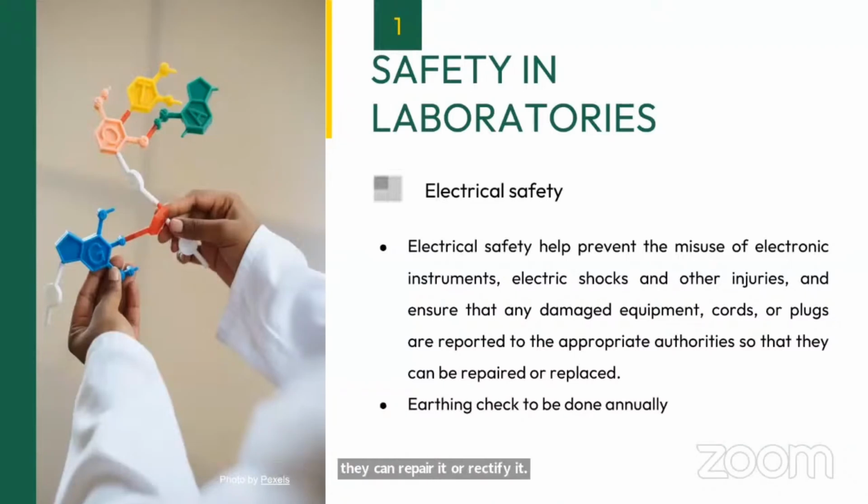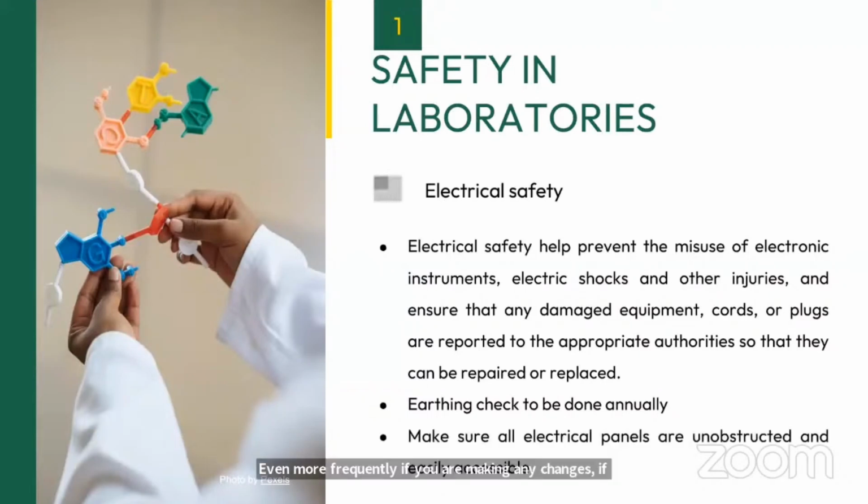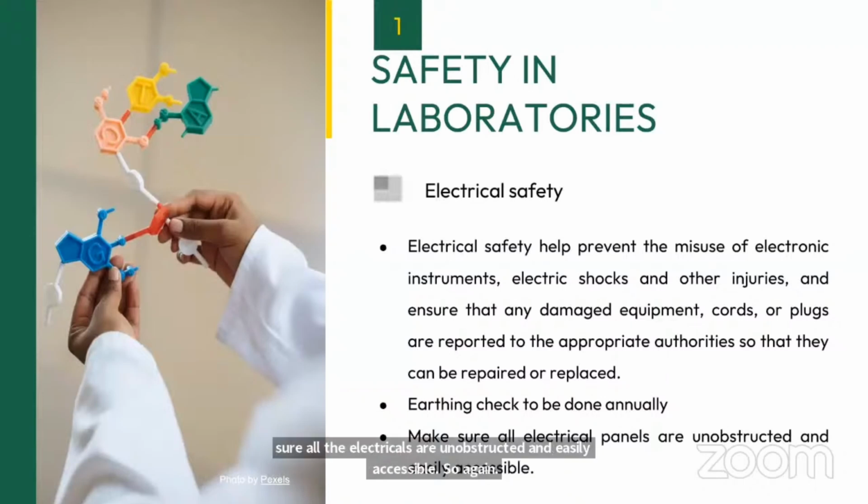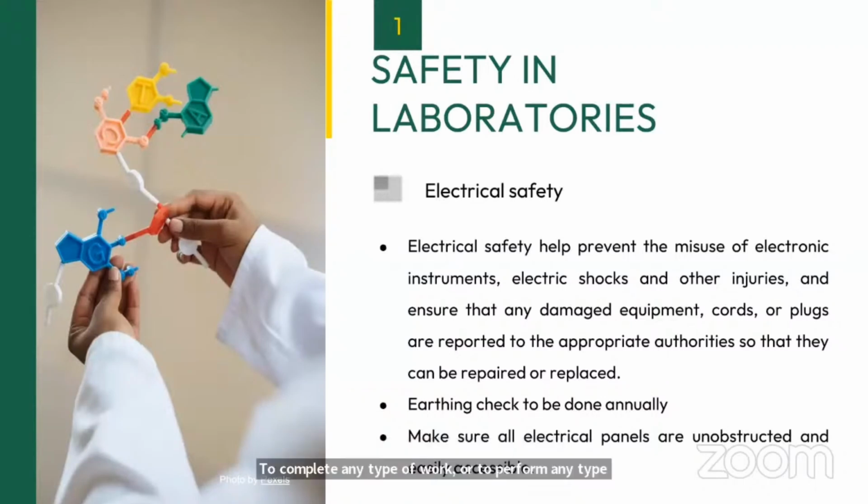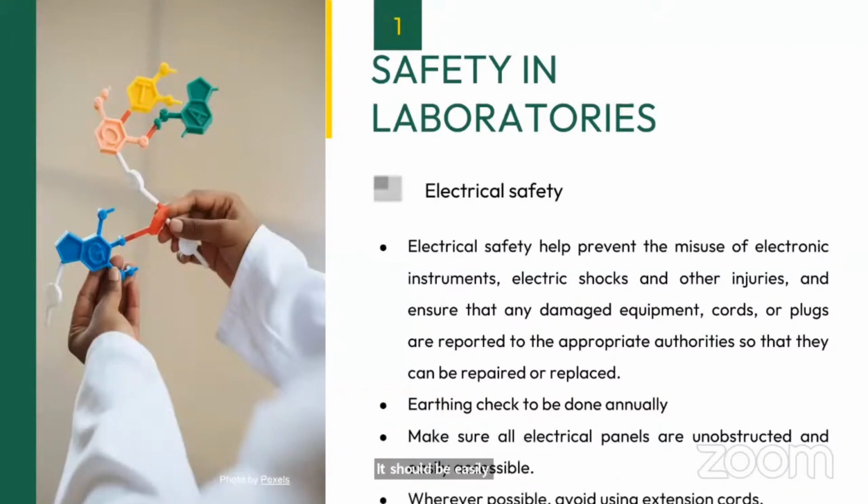Earthing check to be done annually. So you must check the earthing of your laboratory annually, or even more frequently if you are making any changes, if you are including or changing any equipment, or if you are making any alterations in your electrical fitting. Earthing must be checked. Make sure all the electrical panels are unobstructed and easily accessible. To complete any type of work, repair, or maintenance, unobstructed access should be there.